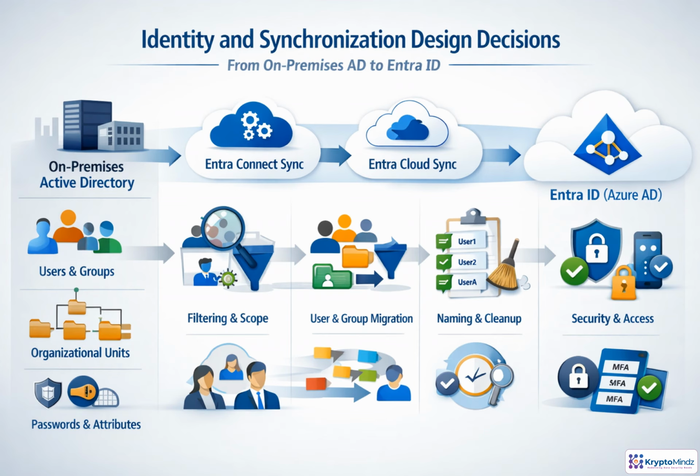Identity design is where the migration becomes real for users. Select the sync engine that matches your environment. Entra Connect Sync fits more complex forests and advanced attribute rules, while Cloud Sync is lighter, simpler, and often better for distributed or lower complexity scenarios. Reduce risk by scoping carefully. Pilot users, selected organizational units, groups, and clear exclusions. Before syncing broadly, clean attributes, standardize names, prevent duplicates, and plan licensing. From day one, define how passwords, MFA, break glass accounts, and privileged access will be governed.